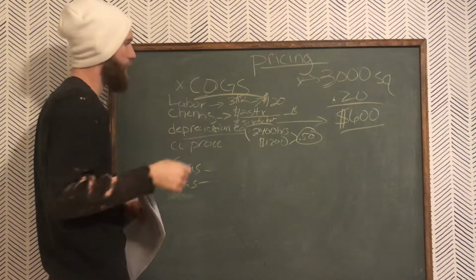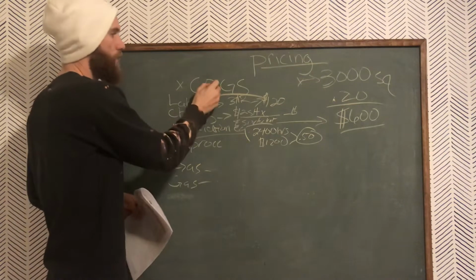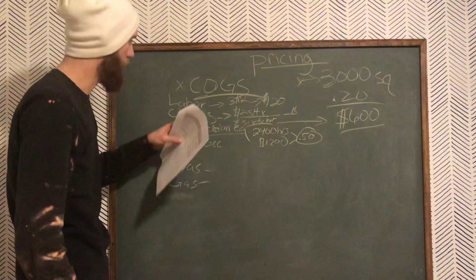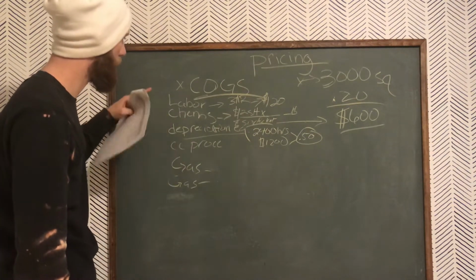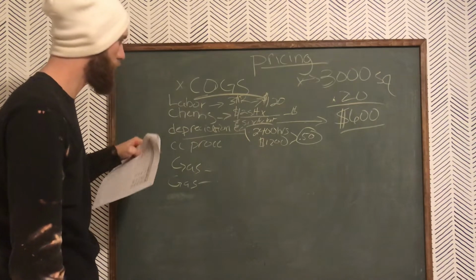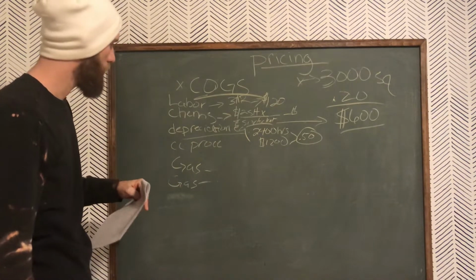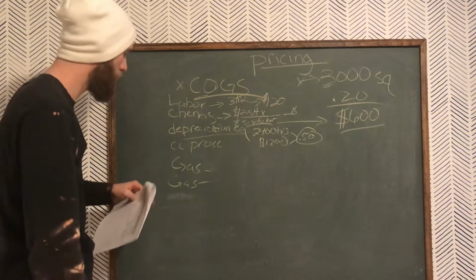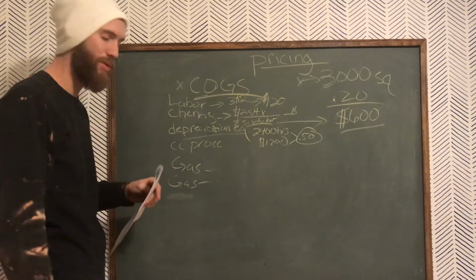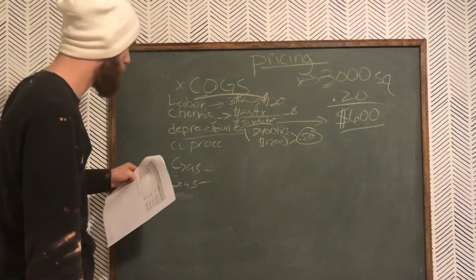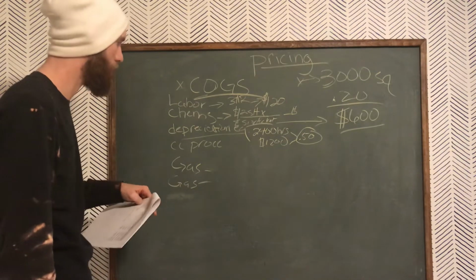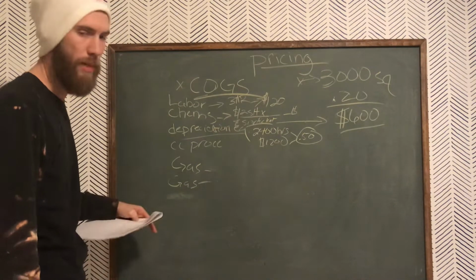And what I want to break down is your COGS, which is your cost of goods sold. Your COGS are going to be things like labor, chemicals, the depreciation of your equipment. You're also going to have gas for that equipment, gas for the vehicle to get there, and then you're also going to have credit card processing. Now, these are just some of the main categories.